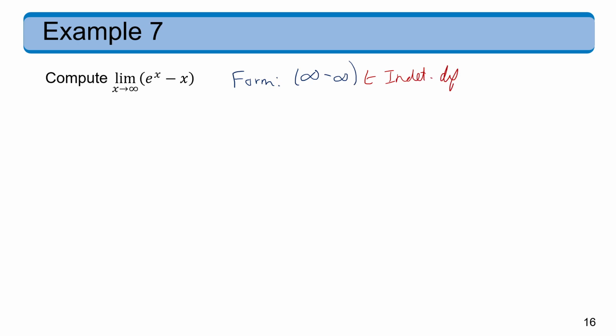So the goal here is to rewrite the function as a quotient if possible. We talked about 3 possible ways of doing that, and one is to get a common denominator. But that's not really obvious here because neither one of these terms is a fraction. So it's not obvious how to get a common denominator for this.